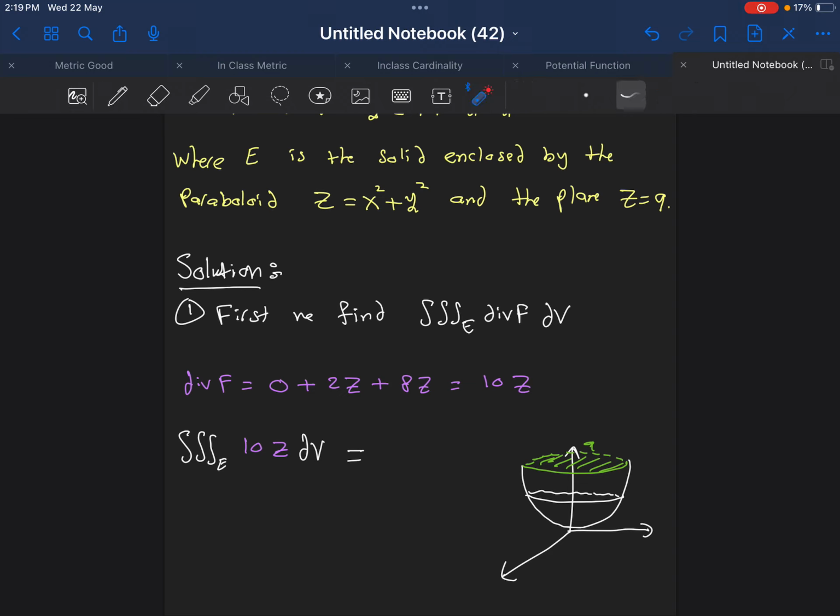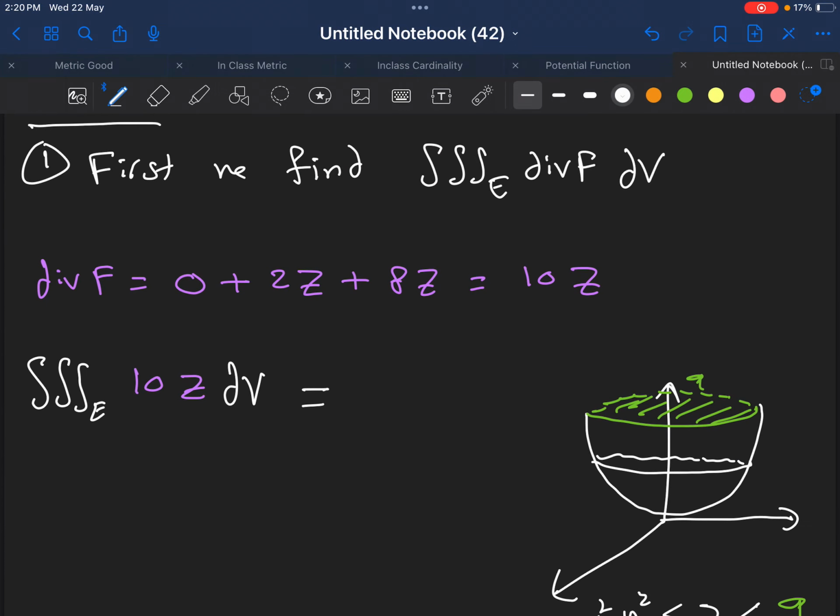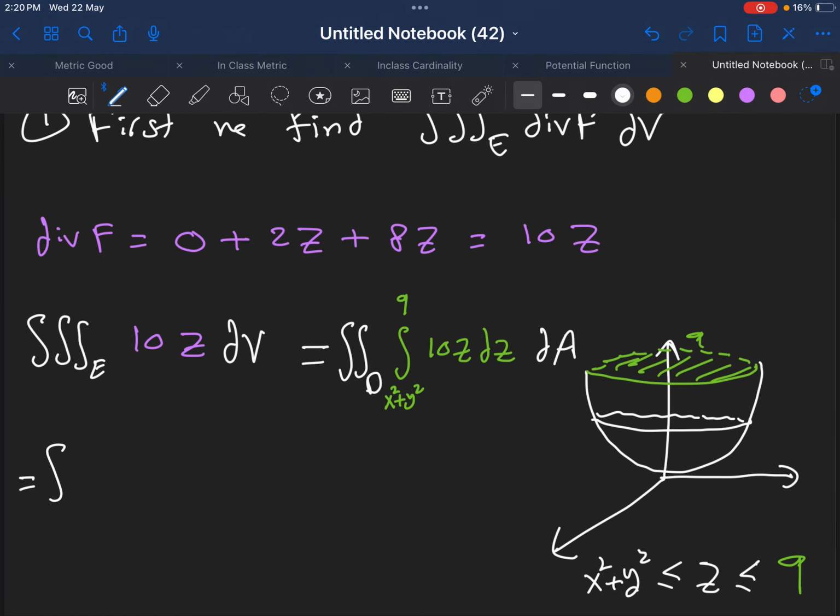Now, if we look at the bounds for z, it starts at the bottom at this function here, and at the top we reach the plane z equals 9. So z will be between the paraboloid, which is x squared plus y squared, and 9. So this integral will be a double integral over a region in x and y, and then we have the third integral, which starts at x squared plus y squared and ends at 9, for 10z dz, and then we have dA.